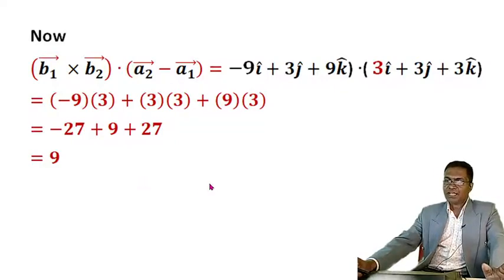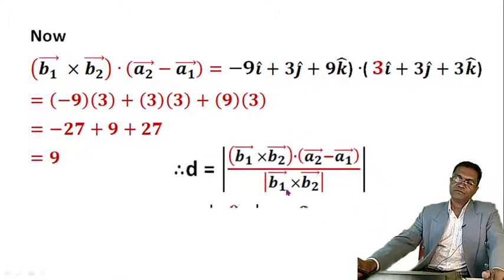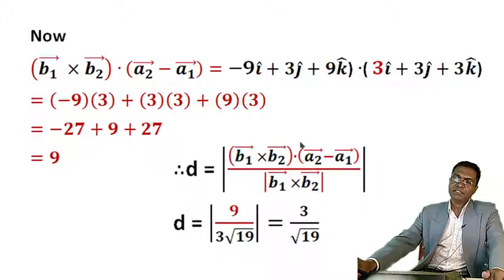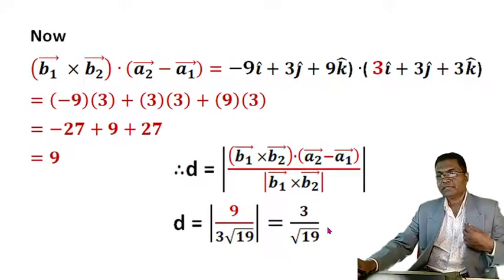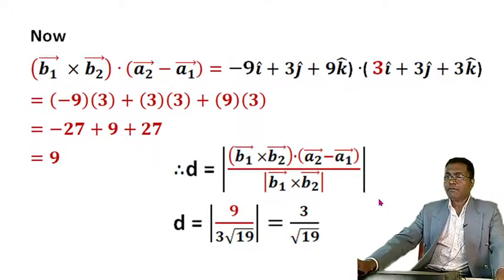Now last but not the least, substitute in the formula. In this formula you have to substitute the values that you know. The value of this is 9, and the value of this we obtained, that is 3 root 19. So 3 ones are 3, 3 threes are 9, so 3 by square root of 19 is the shortest distance between the two given lines.